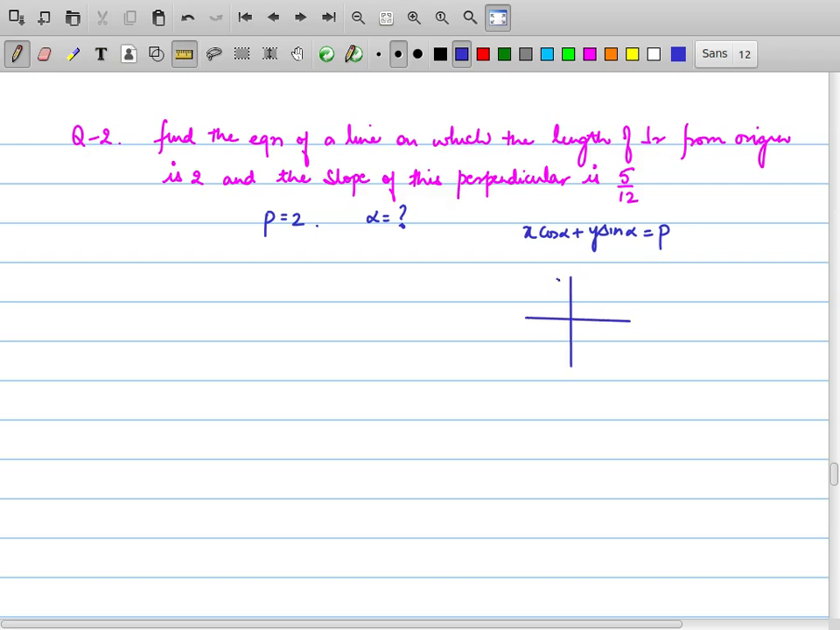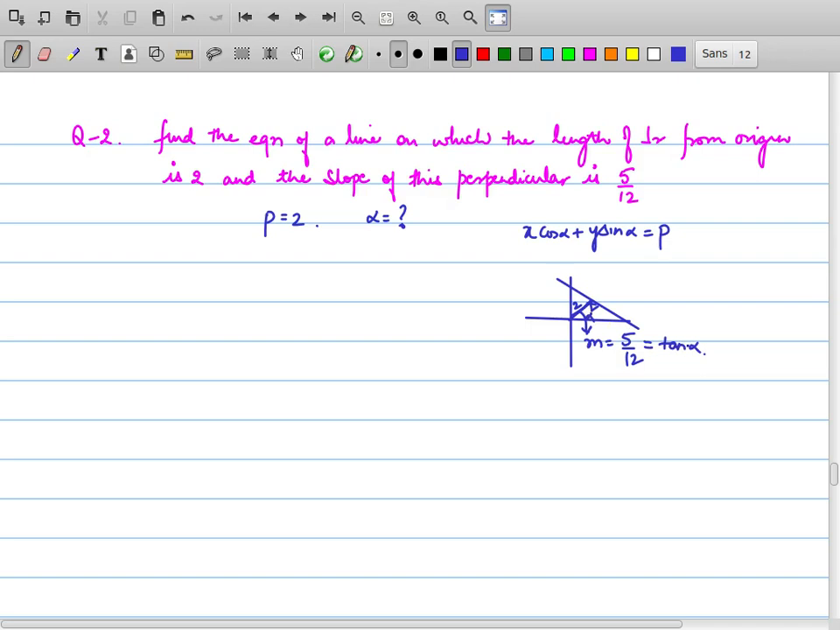It is telling you, suppose this is our line, this is the perpendicular from the origin, and this P is 2, and the slope of this line is 5 by 12. Now one thing you will have to understand in this question is, if M is 5 by 12, is this the only possibility that we can have? Is this the only line that we can draw? Because M is positive. M is positive means tan alpha. If this angle is alpha, tan alpha is positive.